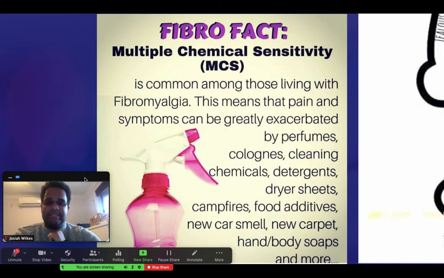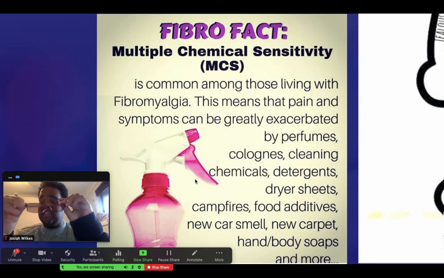This means that pain and symptoms can be greatly exacerbated by perfumes, colognes, cleaning chemicals, detergents, dryer sheets, campfires, food additives, new car smells, new carpet, and body soaps and more. So for me, there are certain chemicals and certain objects that cause sensitivity and actually cause a reaction of pain. I struggle with candles and I struggle with perfumes. So usually it's stuff with a smell for me. And I also struggle with light, which is why I have these shaded glasses.